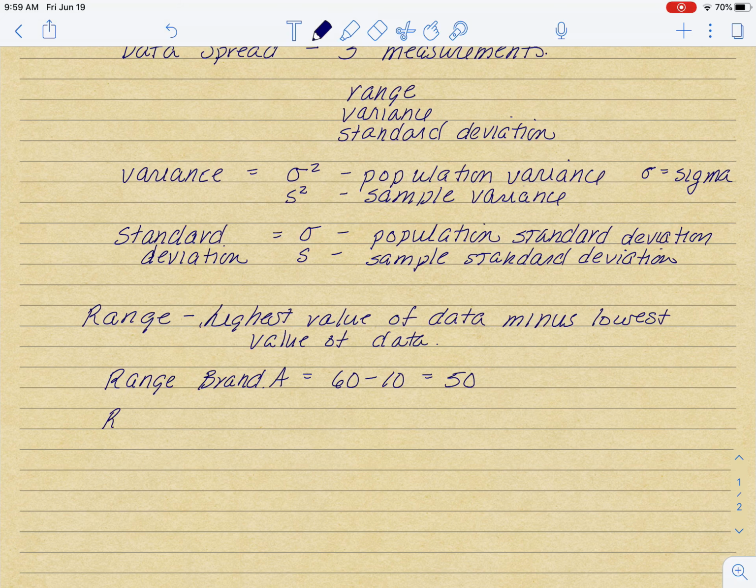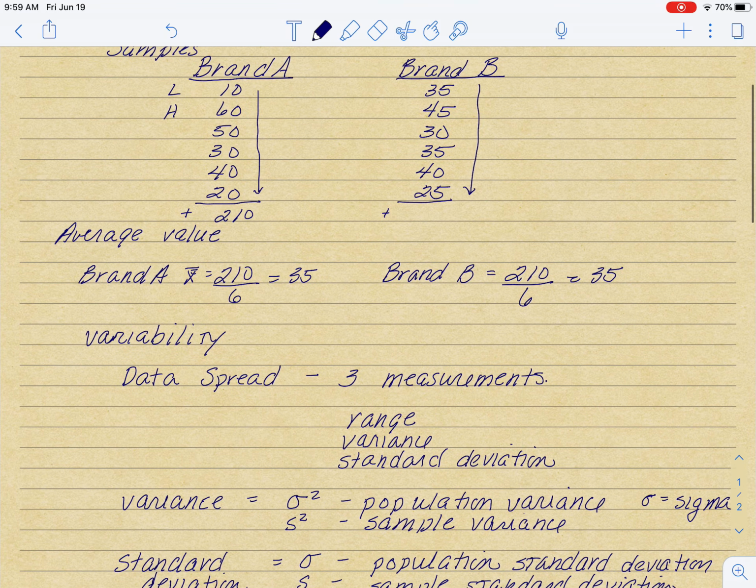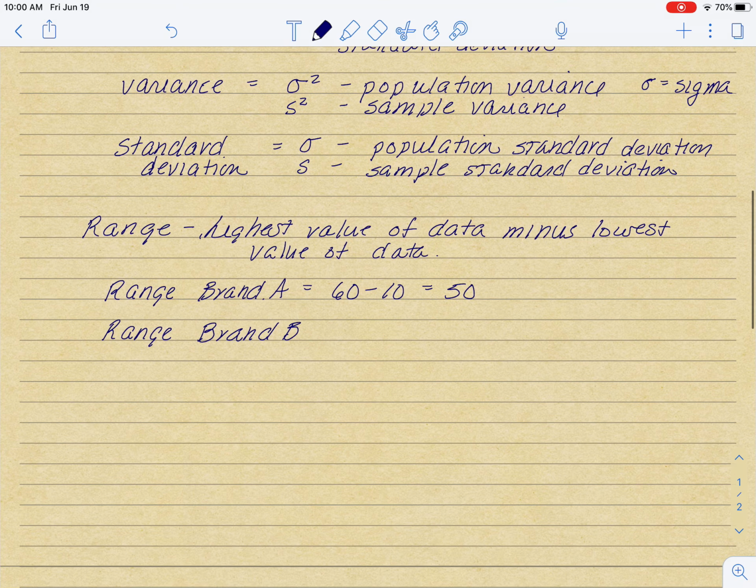And then we want to talk about the range for brand B. If we go back up and look at our data for brand B, the lowest value in brand B is 25, and the highest value is 45. So if we go 45 minus 25, we get a range of 20 months. So already we can see that the spread of data is broader for brand A than it is for brand B, because the range is bigger in brand A than it is in brand B.